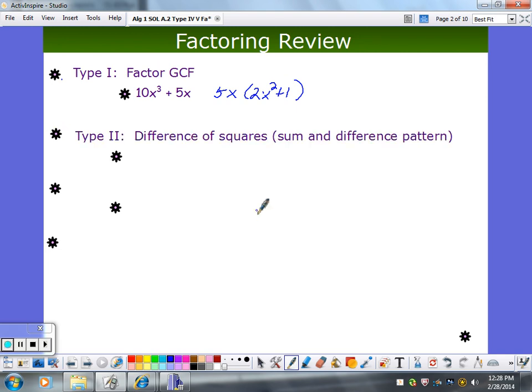Type 2 is a perfect square minus a perfect square, which is going to factor to that sum and difference pattern. So you have to notice, do I have a perfect square minus a perfect square? I do. So I get, over the two things, what's the square root of 4x squared?